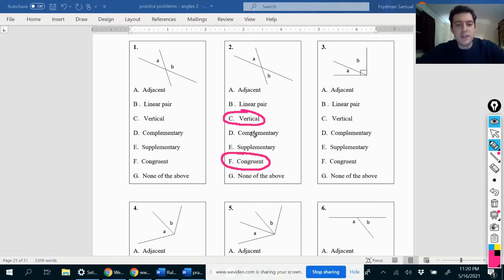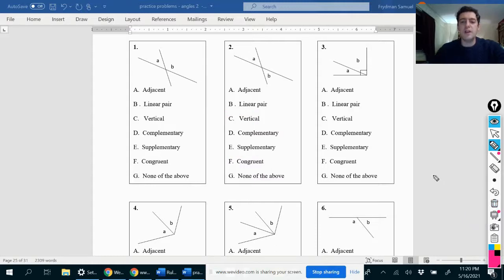There's nothing to indicate that these two are complementary. It's possible that they're complementary. So for example, if this is 45 degrees, then this would be 45 degrees also. And then 45 plus 45 is 90, right? So if they were both 45 degrees, then we could also circle complementary, but we don't know that they are 45 degrees. It kind of looks like they might be, but we don't know that for sure. So we're not going to circle complementary. We're not going to circle supplementary either. Vertical and congruent are the correct answers for this problem.